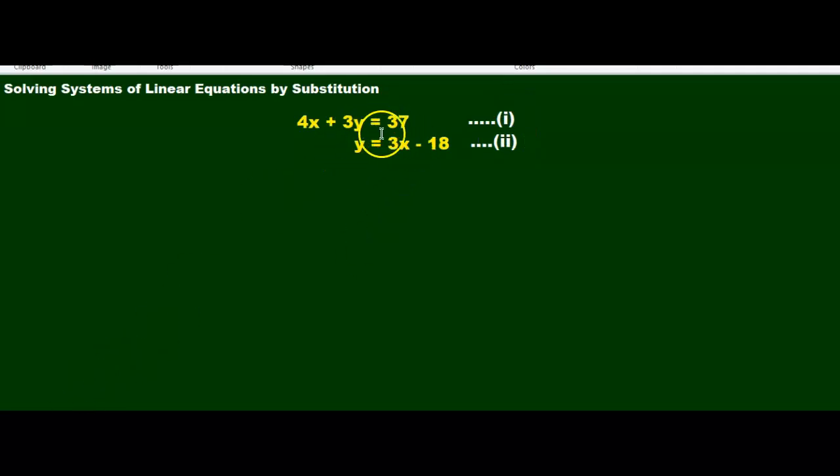So here you can see our second equation is in the form of y equals our expression. Now, it's easier for us to use substitution because the question has already skipped a few steps for us. Because our y is equal to y in equation 1, we can substitute our y equals 3x minus 18 into equation 1. So I'm going to say substitute y equals 3x minus 18 into equation 1.